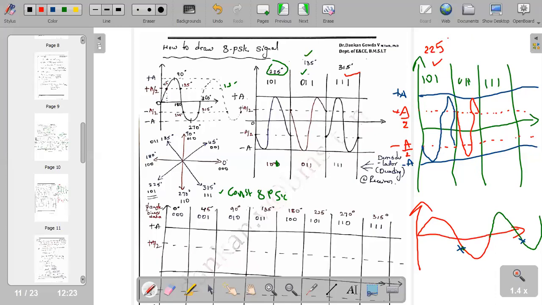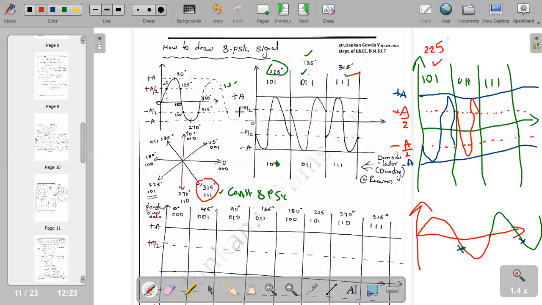When it comes to 1 1 1, that is all bits equal to 1 here. So what is the bit stream here? It is triple one. So triple one corresponds to a phase angle of 135 degrees. So we can draw this 135 here. Now observe here, the 315 phase angle is here. Again from here to the next 315 is here.